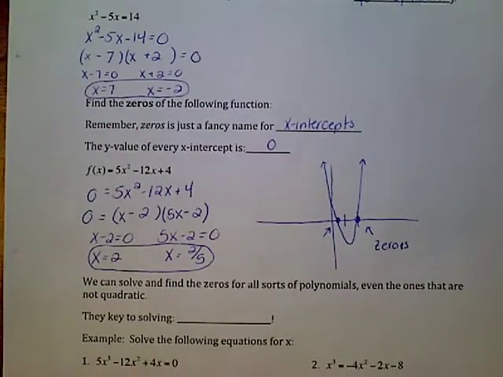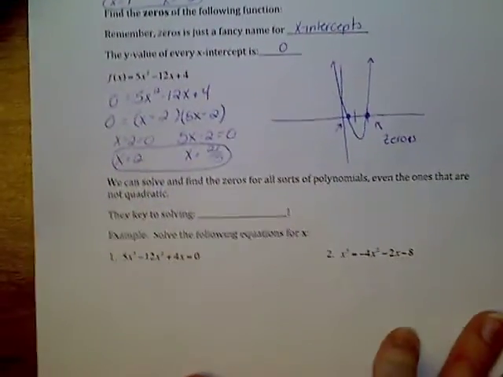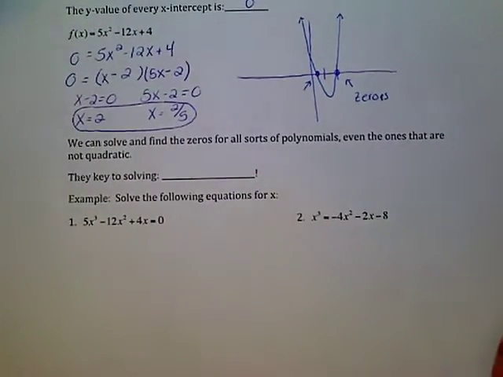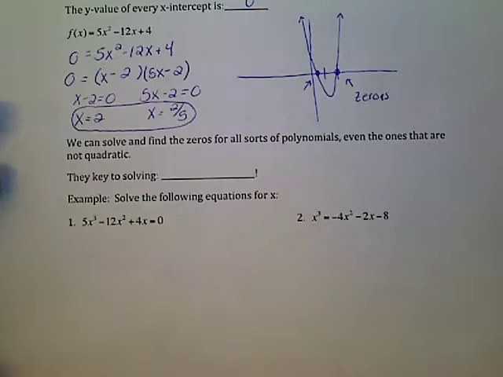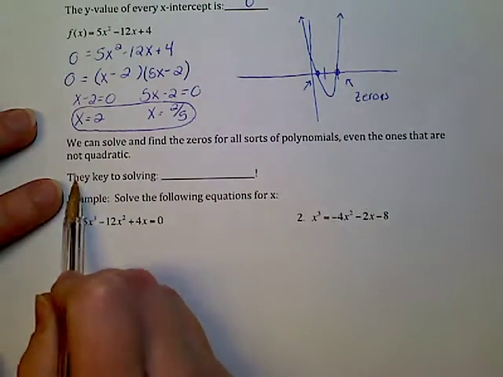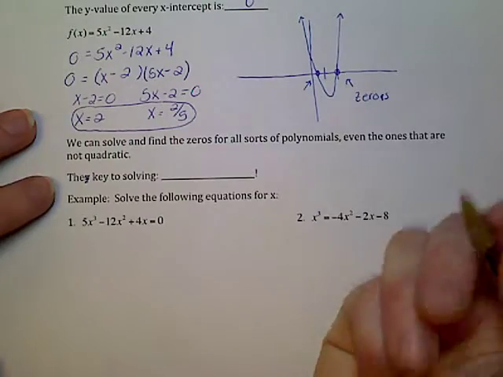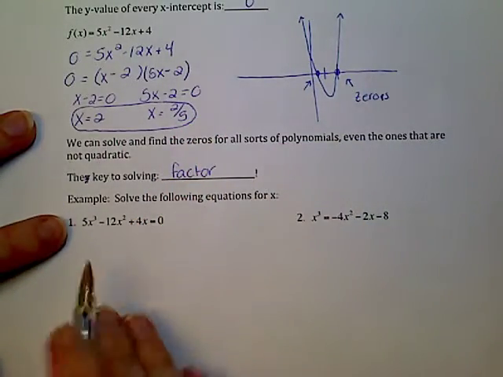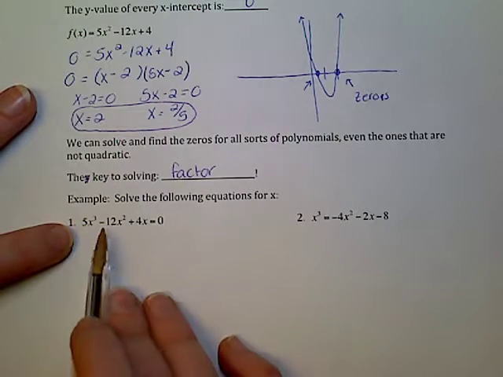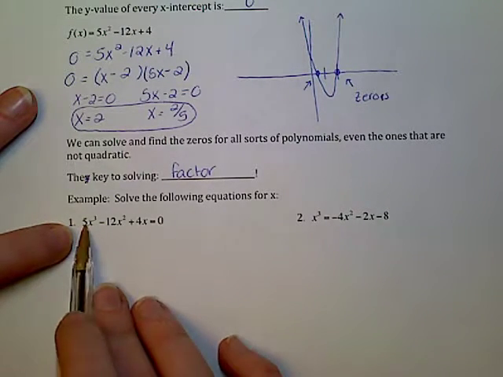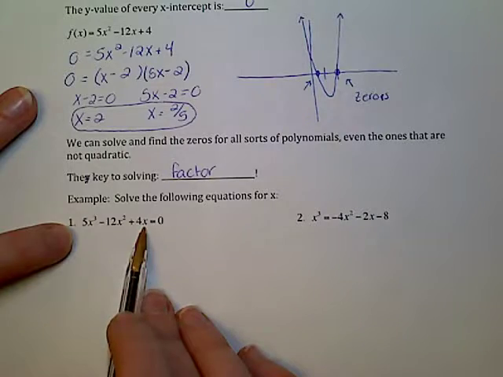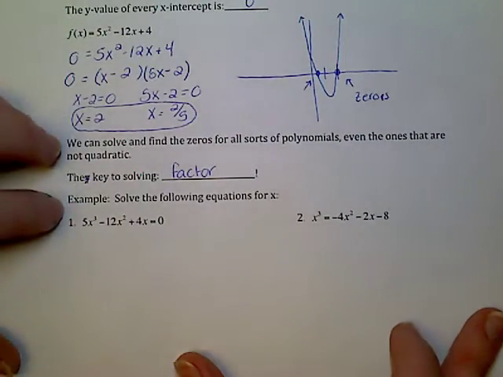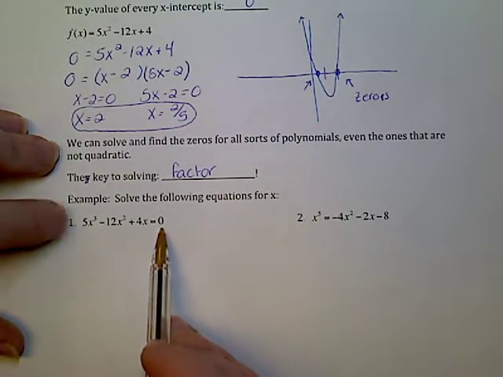Now, that is all review. What I want to do now is take things that are not quadratic, maybe they're cubic, maybe they're quartic, and be able to solve. So again, the key to solving is to factor. If you look at this polynomial here, number 1, it's not quadratic, it's cubic. But just like a quadratic, if I try to factor it, I might be able to solve for x. I already have the 0 on one side, so that part's done.